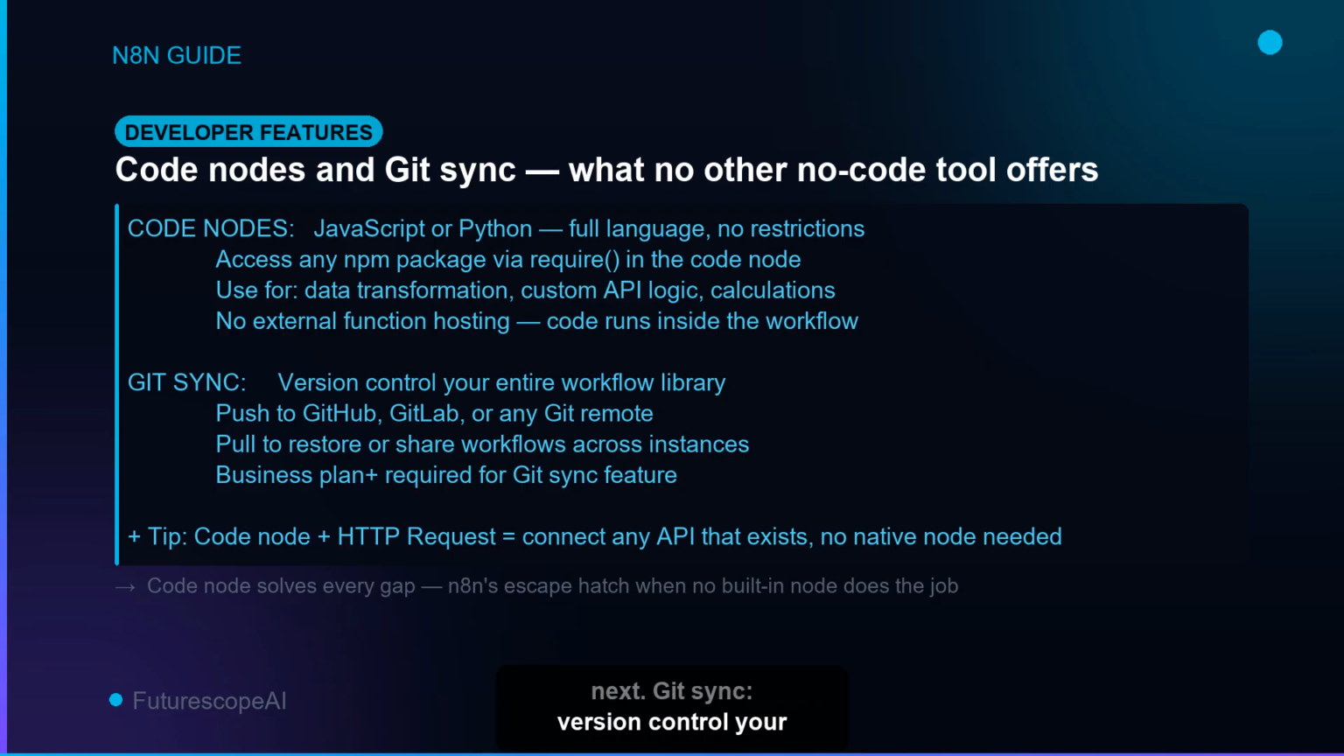Git sync: version control your workflow library using Git. Push to GitHub or GitLab, track changes across your team, roll back to any previous state, and share workflows between n8n instances. This is available on the business plan and above, and it is the feature that makes n8n viable for production engineering teams that need audit trails and change management on their automations.